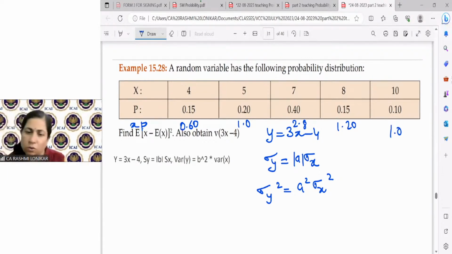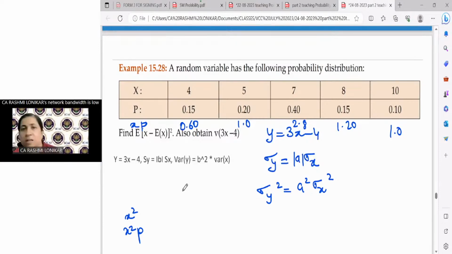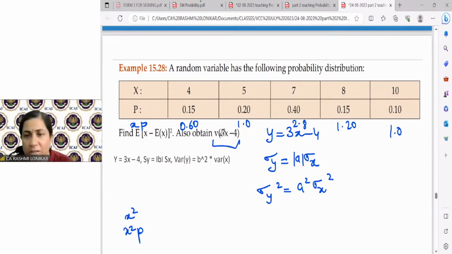Okay. So you have xp, then you must find x square p. You just square x, find x square, then find x square p, add them, and then subtract from E of x square minus E of xp, and you will get the answer for variance. Once you have variance, you just find the square root. You don't even need that. You just need variance of 3x minus 4. That is, you have to just find out variance of y.